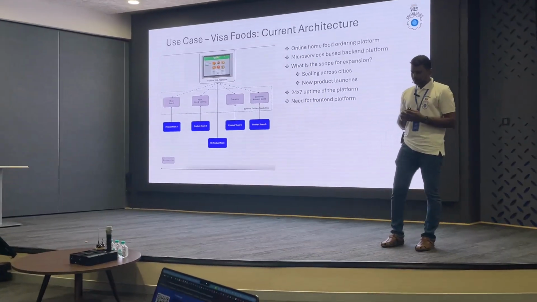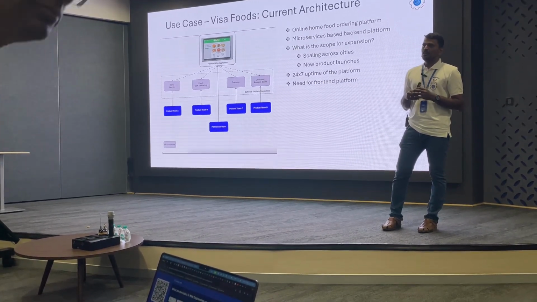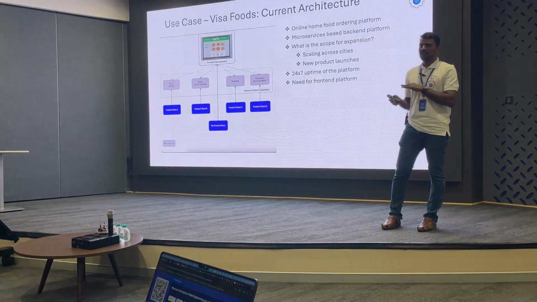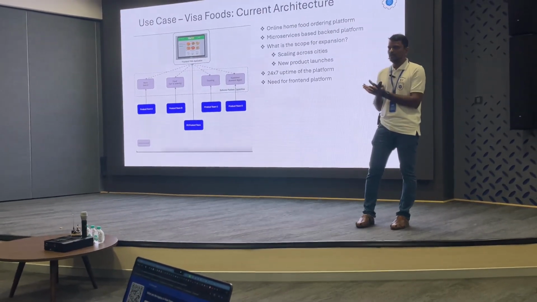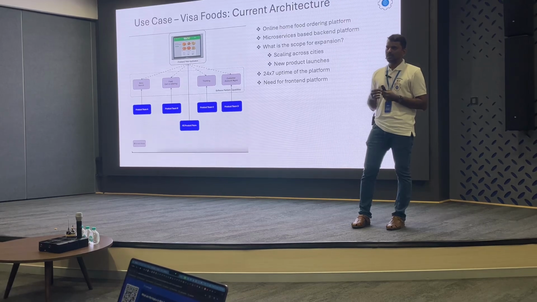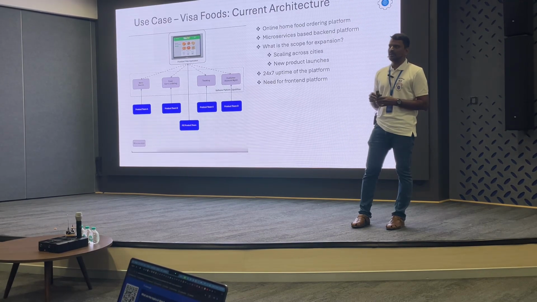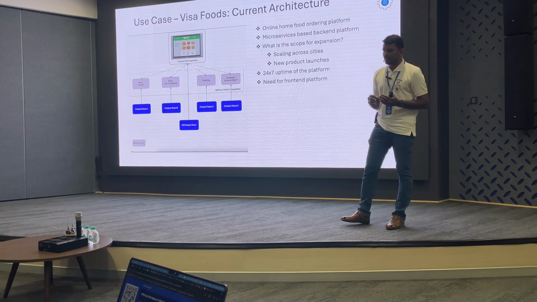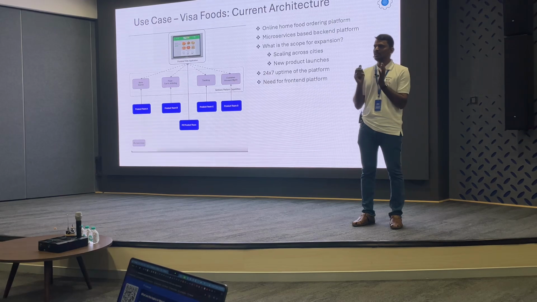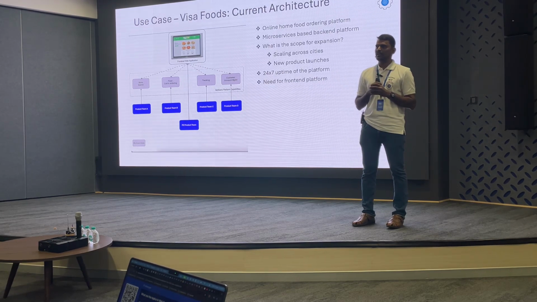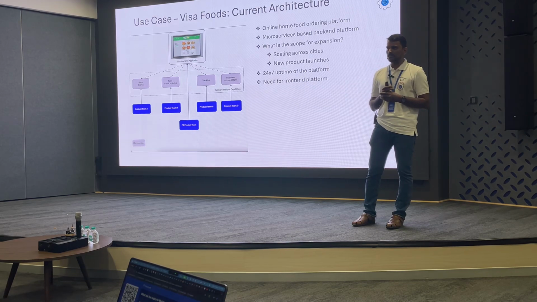But the C-suite executives wanted to take this business to the next level, wherein they want to launch this product across cities and not just stop with home food ordering. Rather, they wanted to take it for restaurant ordering, and they also wanted to do grocery deliveries. They also have a non-functional requirement that this site should be up and running 24/7. Okay, so this is the roadmap that Visa Food has, and this is the use case that we will take and apply our micro frontend principles to.